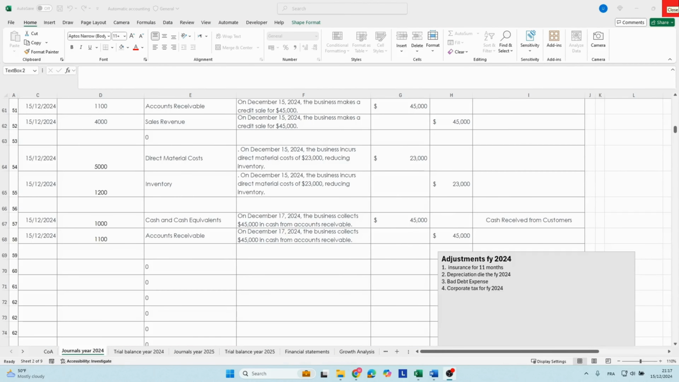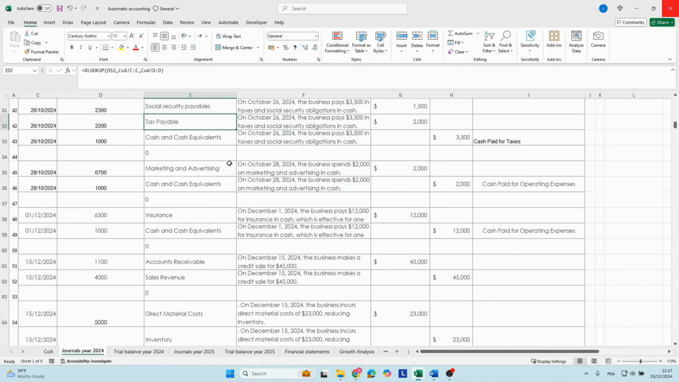Next, let's move to the adjustment for the first year 2024. In this year we have 4 adjustments that we will see all together. The first one is related to insurance. We have seen that during the year the business pays 12,000 for insurance in cash, which is for a period of 12 months. We pay it in December.